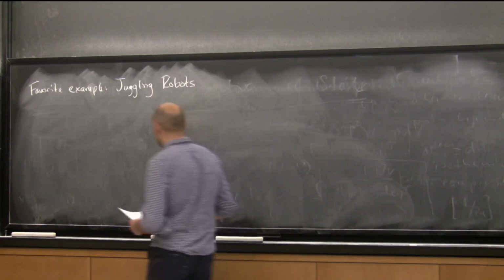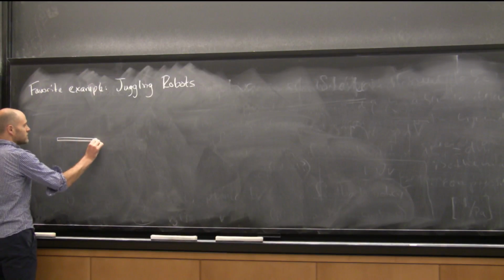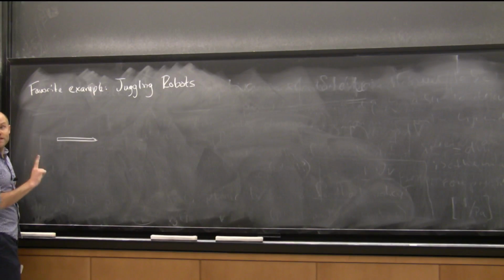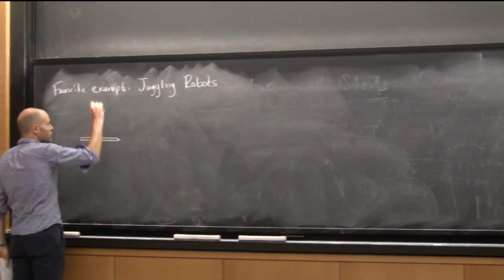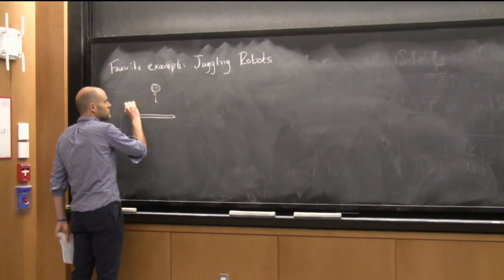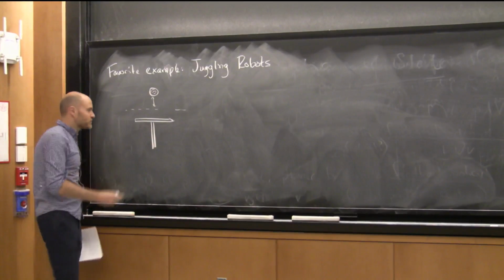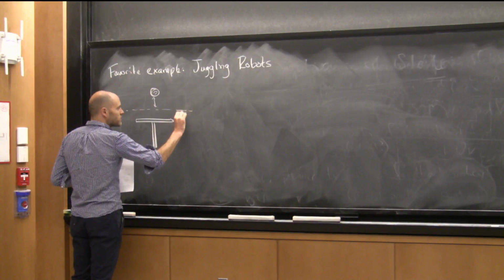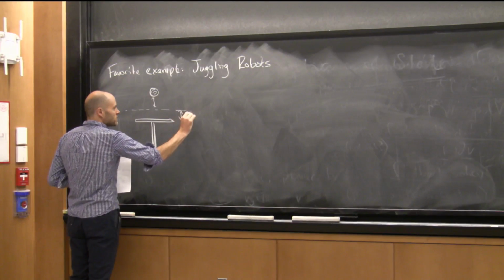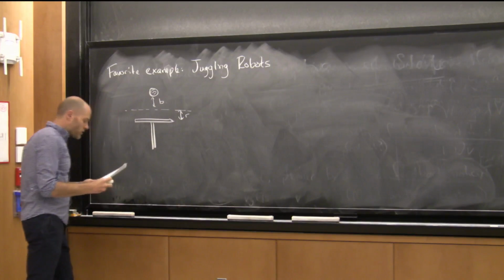But the simplest model of a juggler is actually the one-dimensional juggler. You have a ball here. It's only going to move up and down. And you have a paddle here that's moving up and down. Okay. We'll have some nominal position here. Call this the position of the paddle. This is the position of the ball.